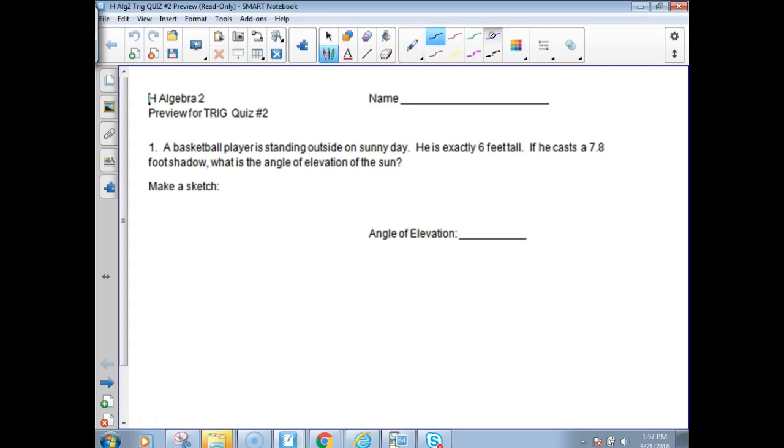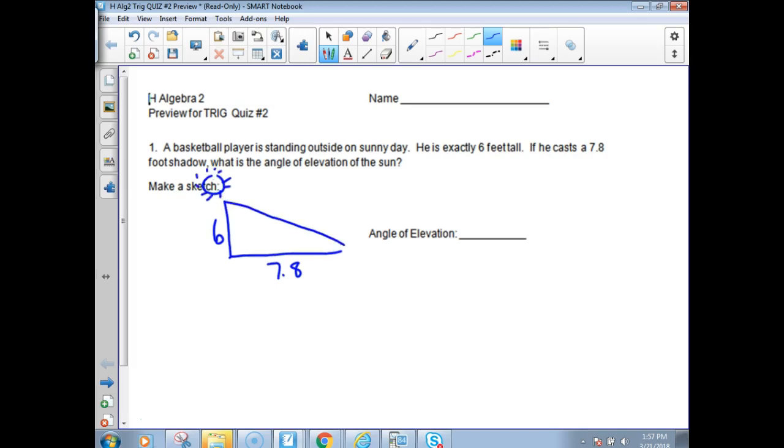Okay, quiz preview for Trig Quiz number 2. A basketball player is standing outside on a sunny day. He's exactly 6 feet tall. If he casts a shadow that's 7.8 feet long, that's on the ground, people, not in the air.